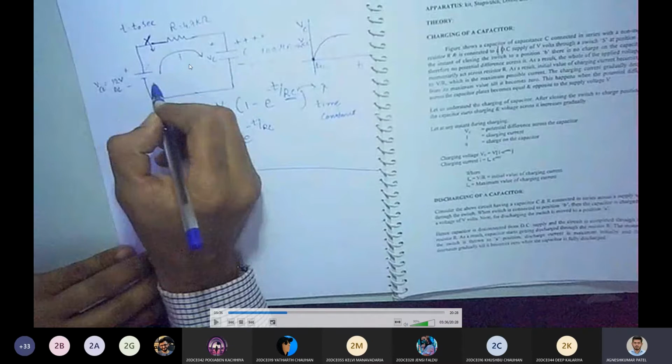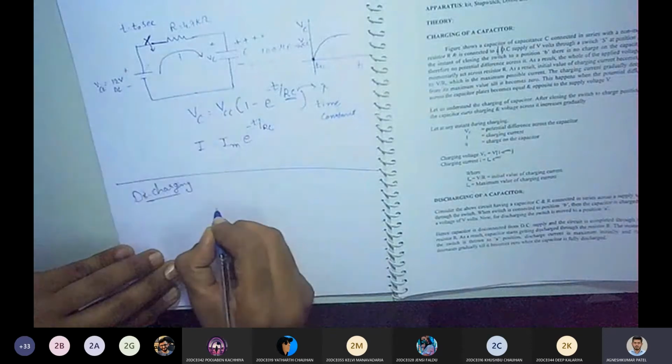Basically it will release the energy that has been stored, and where will that energy go? That energy will flow in the form of current, and it will be used inside this resistor, and at the end it will be dissipated in the form of I squared R losses. That's the thing. So how to discharge?